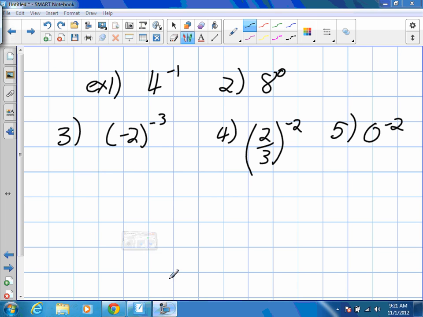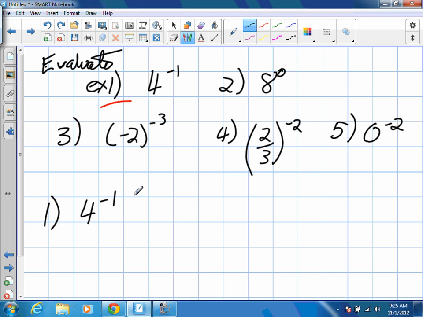Pause this. Okay. I gave you a bit of time. Go through the very first one. 4 to the power of negative 1. It says to evaluate. Okay? They wanted us to evaluate these, so not just make positive. First thing we're going to do is turn this into a positive exponent, though. I have 1 over 4 to the power of 1. Well, what is 4 to the power of 1? 4. Just 4. So I have 1 over 4. I could put it as a decimal of 0.25, but a fraction's fine. That's an acceptable answer. 1 over 4.